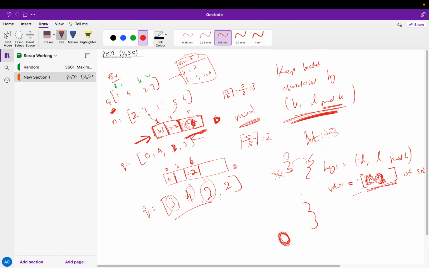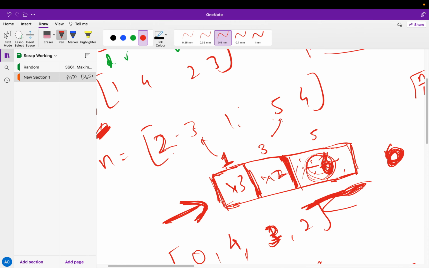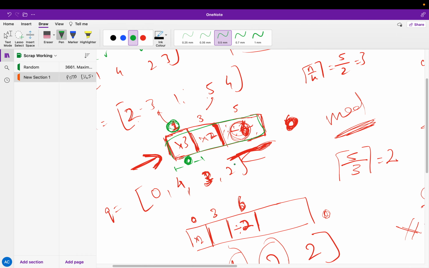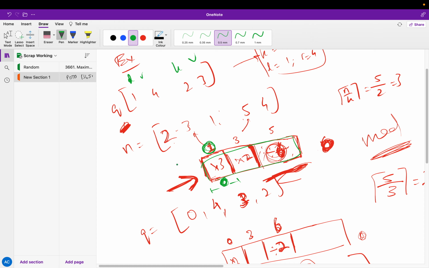Okay, I need to map. So in this case, obviously, this is index 0 in this array. This is index 0. However, this slot maps to index 1. So I have to be able to, based on, the way we decide that is we say, okay, I know the k value and I know the starting value is 1.